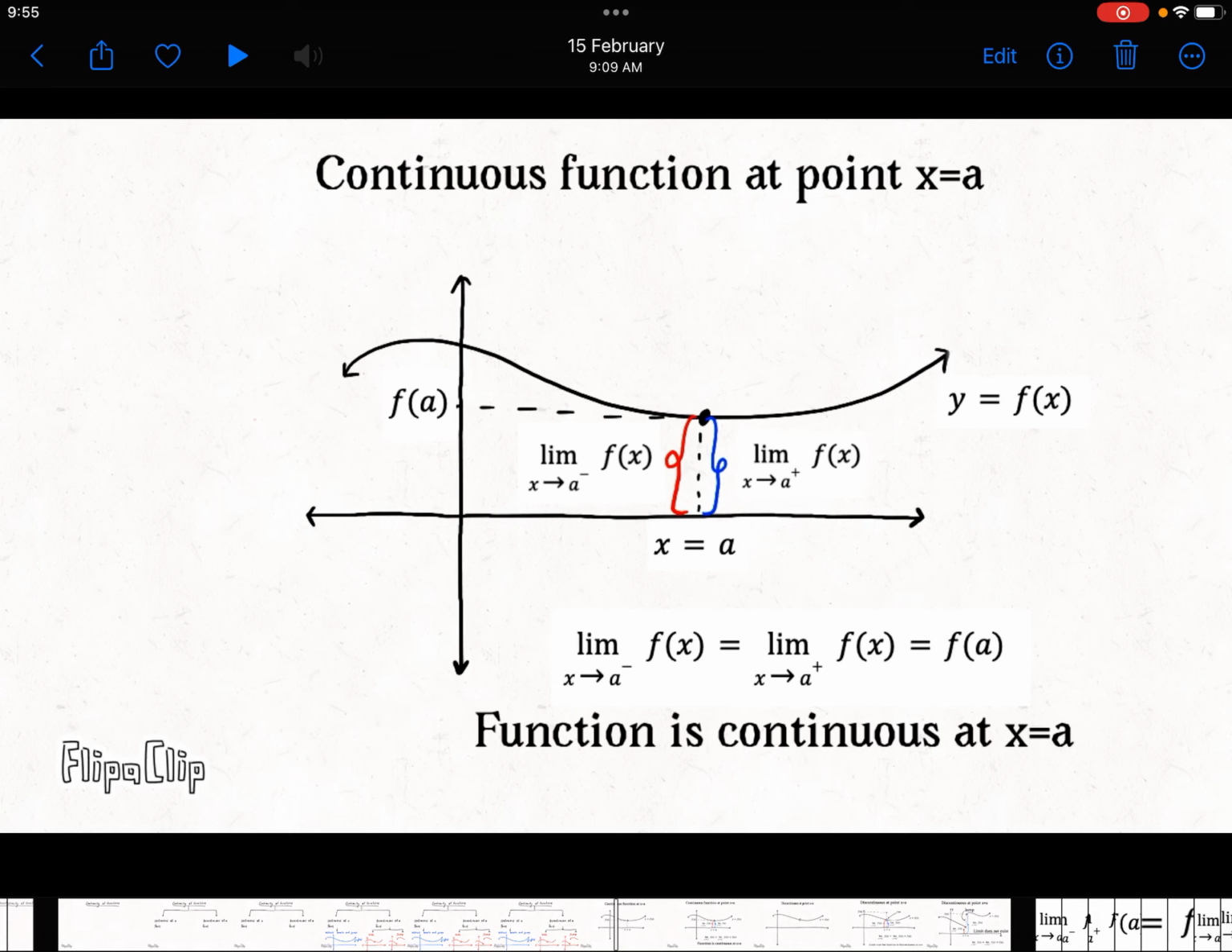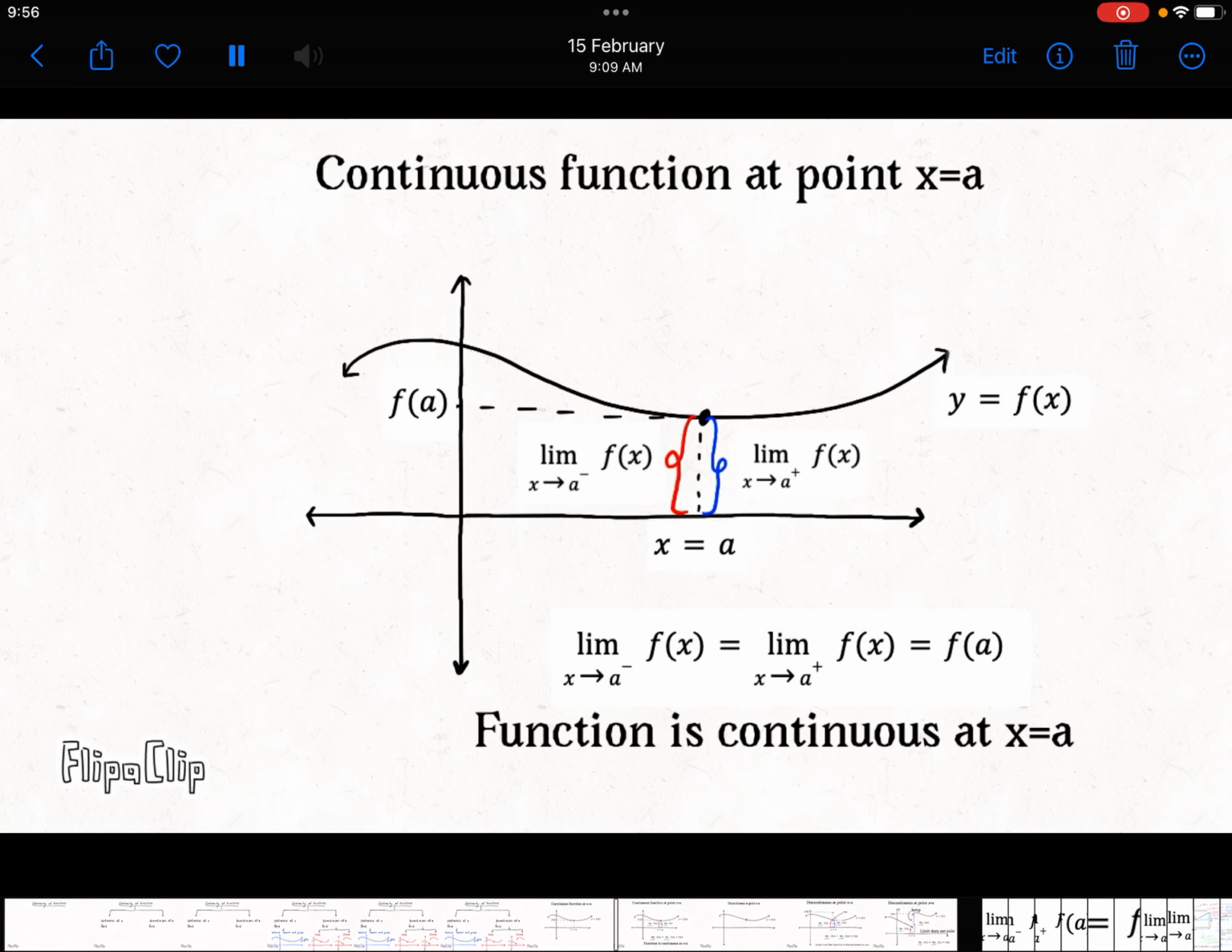In this function, approaching from the left will be equal to approaching from the right, and the function value at that point x equals a is also equal. So if these three are equal, then we call the function continuous at the point x equals a.